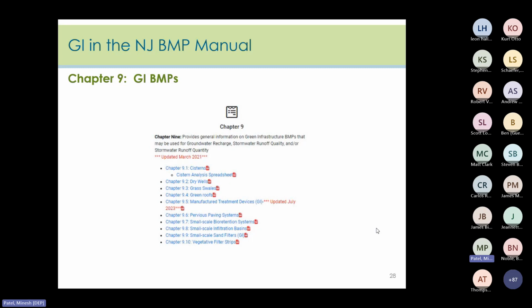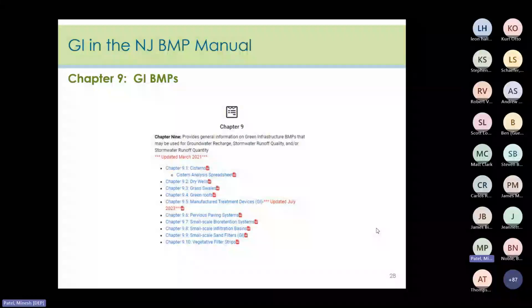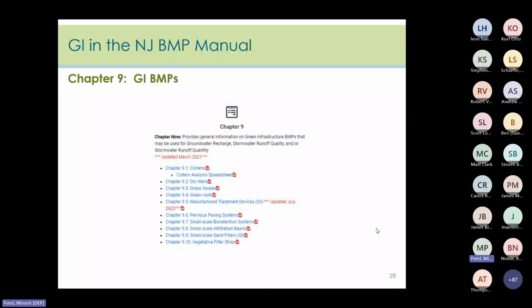wells, grass swales, green roofs, manufactured treatment devices, pervious paving systems, small-scale bioretention systems, small-scale infiltration basins, small-scale sand filters, and vegetative filter strips. Some of these BMPs cannot receive runoff from motor vehicle surfaces, and they therefore do not address water quality, and those are cisterns and green roofs. Others don't offset the discharge of stormwater runoff from the 2, 10, and 100-year design storms, so they cannot meet the quantity control requirement, like dry wells.